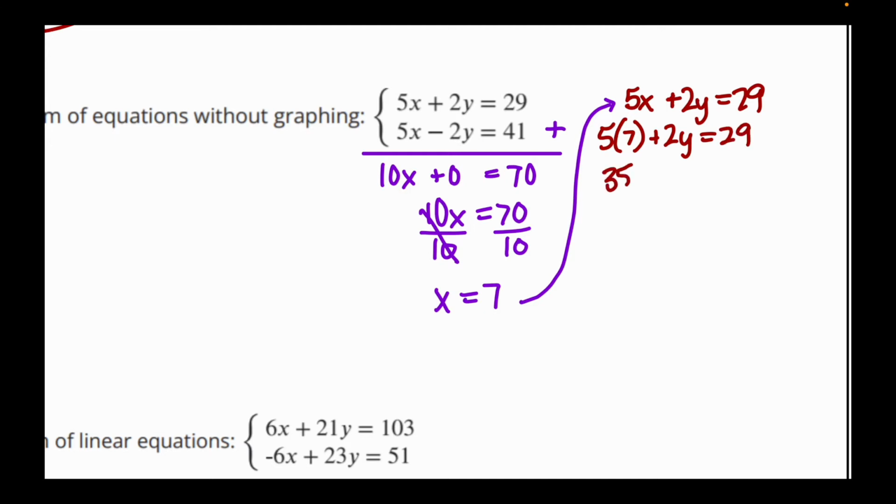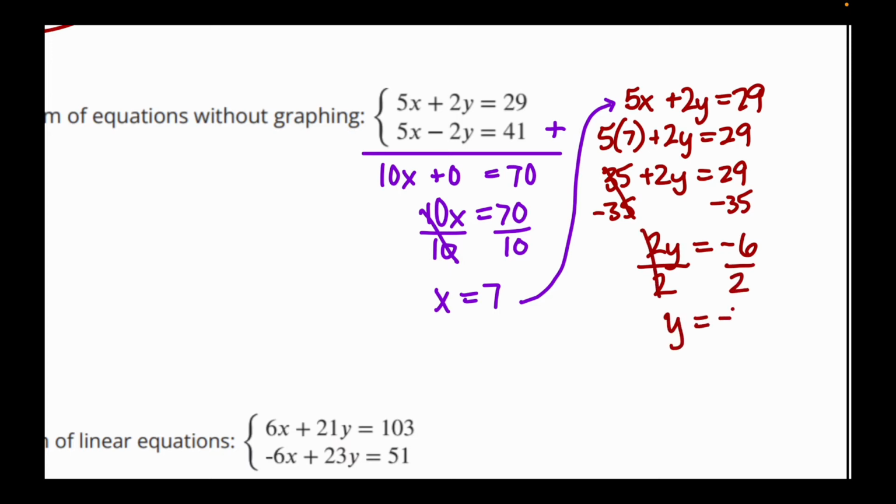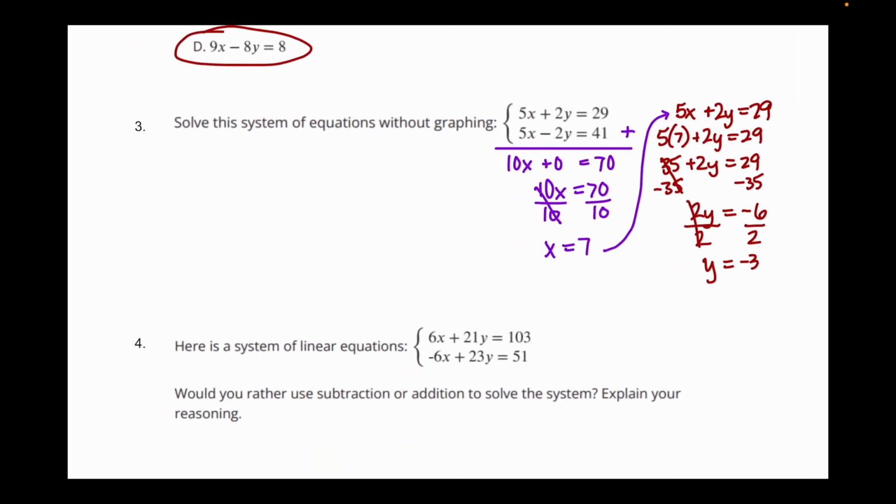So 7 times 5, that's 35. Plus 2y equal to 29. Now we can subtract 35 from both sides. So we'll get 2y because this will cancel out. And then 29 minus 35 is going to be -6. So when we divide both of these by 2, you'll get that y is -3. So then, since I have plenty of space over here, I'm going to write my answer separately as an ordered pair. So 7, comma, -3. And that's how I would solve that without graphing.